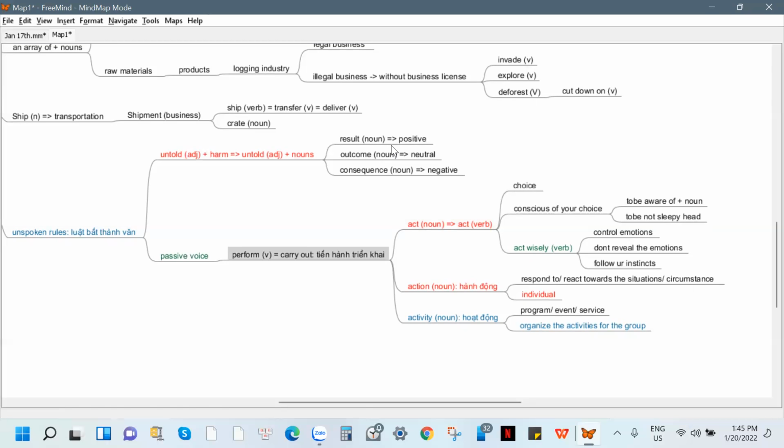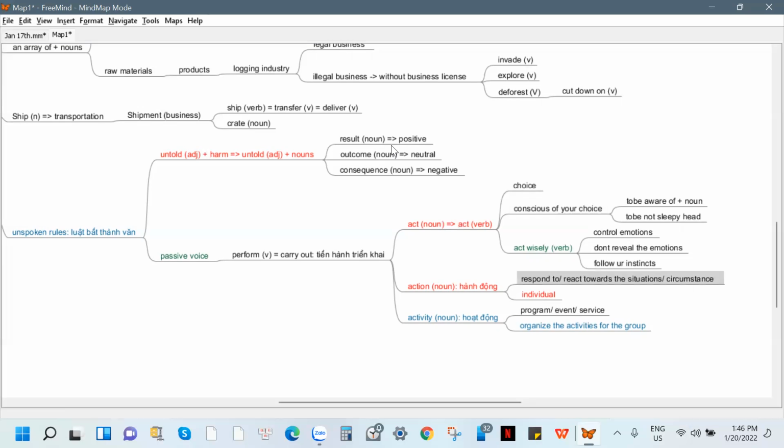So how do we choose to perform the acts? We need to be conscious of our choice. How to become conscious? You need to know what you want to do, and you need to understand your true needs. The more you understand yourself, the more conscious you become. And if you are conscious, you will make the right decision. You will perform your act wisely.